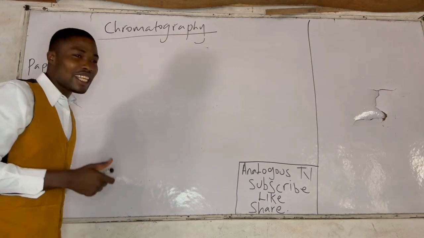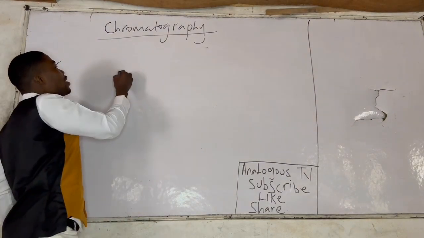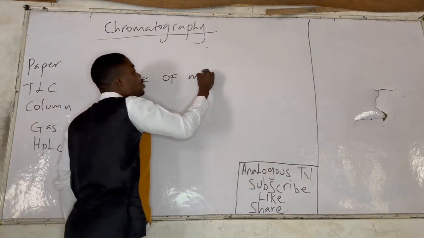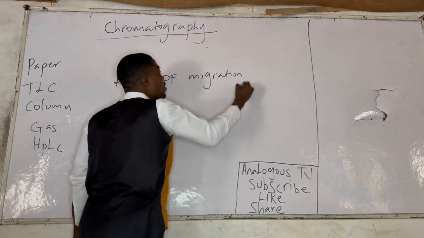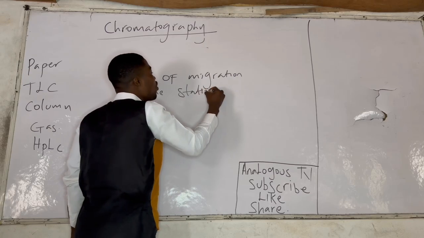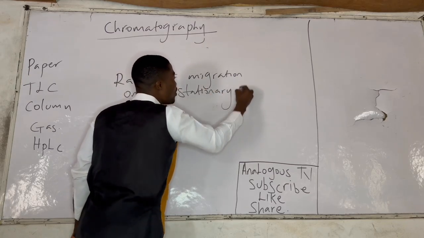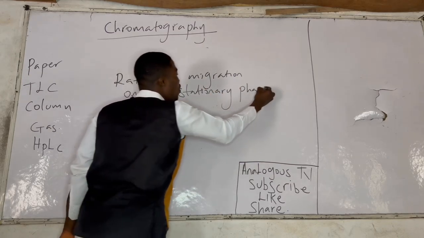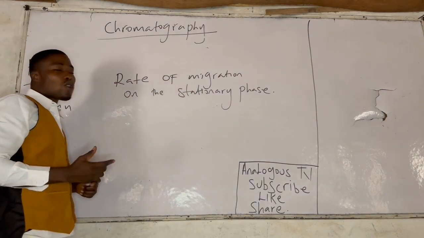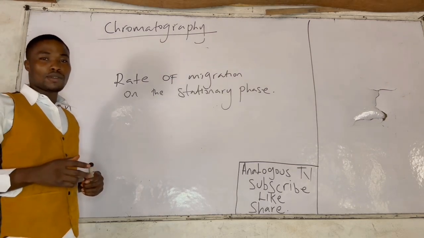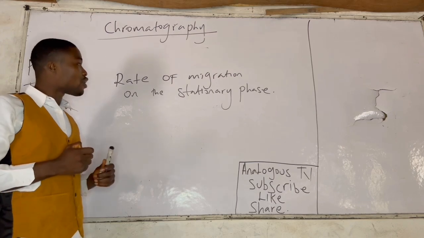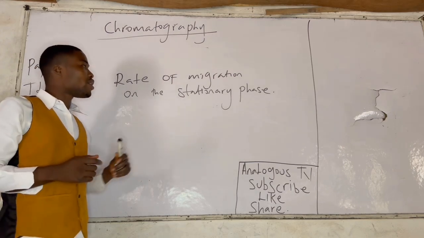Chromatography is a technique that separates particles based on the rate of migration on the stationary phase. In chromatography, we are trying to separate mixtures based on their different rates of migration in a particular phase called the stationary phase.